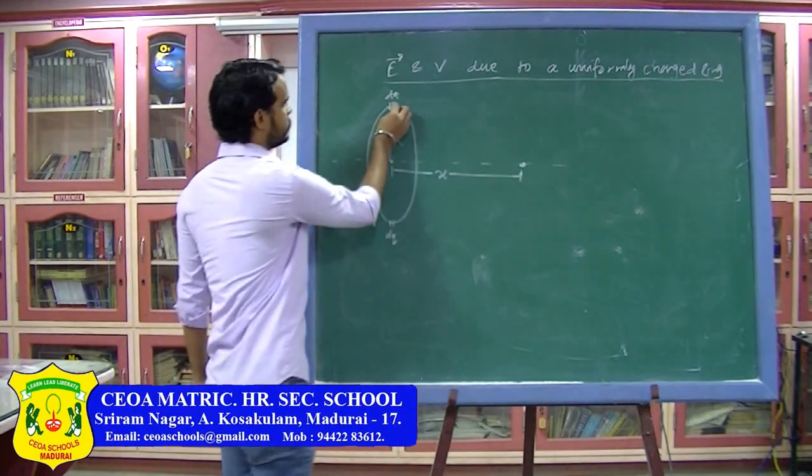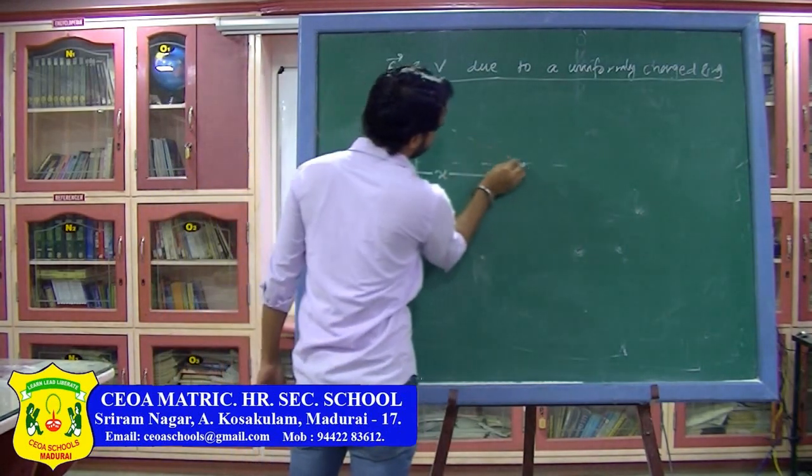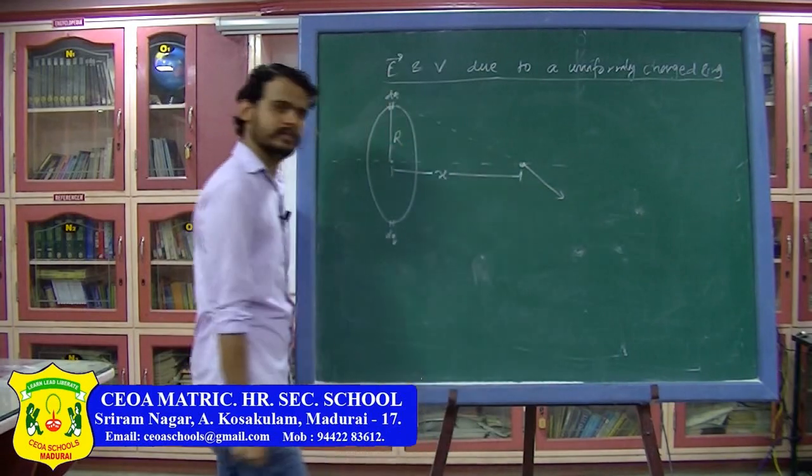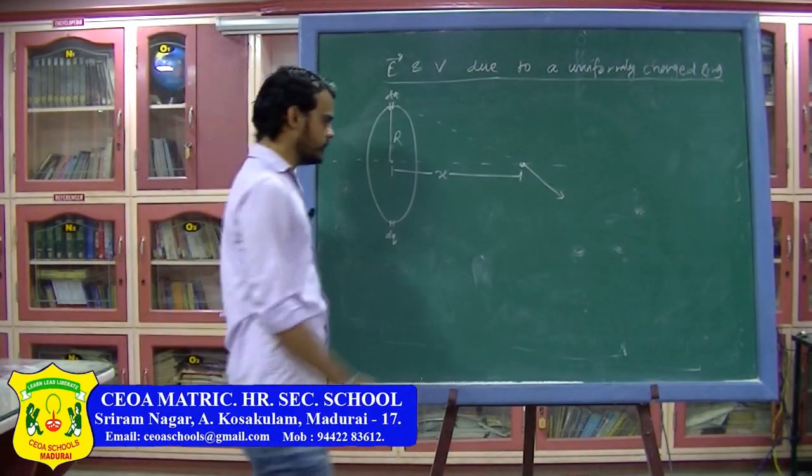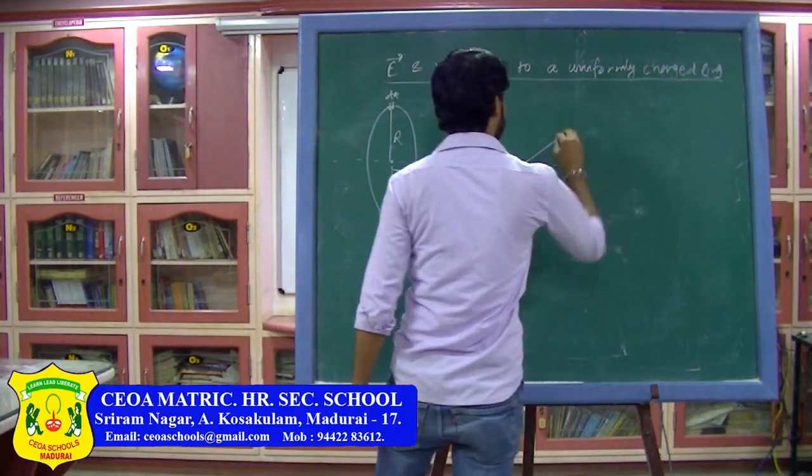So due to this dq charge, the direction of electric field will be away from the charge, which will be in this direction, and due to this dq, the direction of electric field will be in this direction.